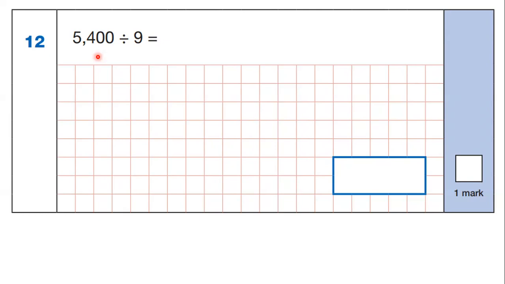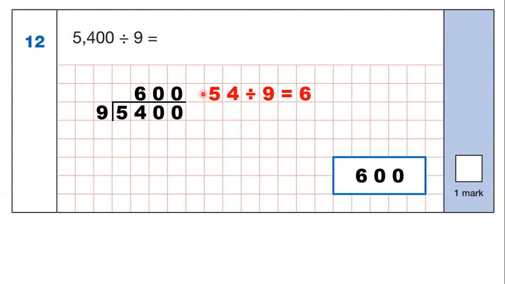Question 12. 5,400 divided by 9. We could write this out as a short division. So 54 divided by 9 is 6, 0 divided by 9 is 0, and 0 divided by 9 is 0, so our answer is 600. But we could save time by working this out mentally. If we know that 54 divided by 9 is 6, we have 6 in our answer, and then because we have 2 end zeros in our dividend, we need 2 end zeros in our answer.